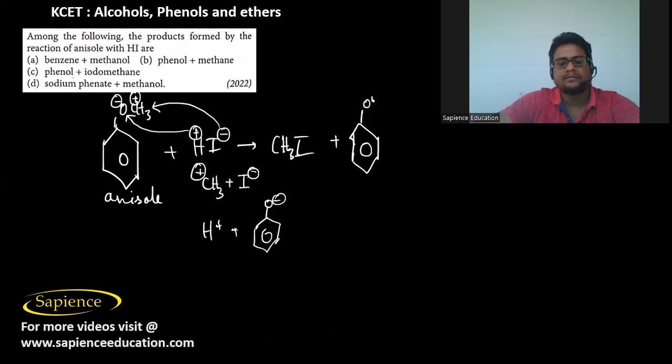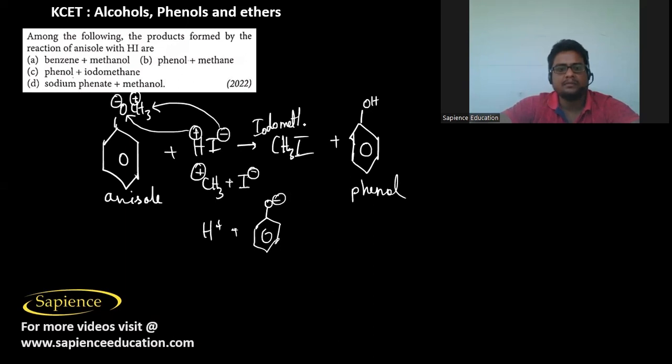Phenol will be formed. So it will form phenol and iodomethane. Iodomethane and phenol will be formed. So option C is the correct answer.